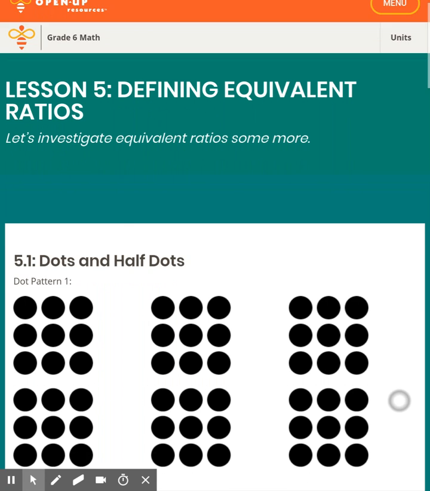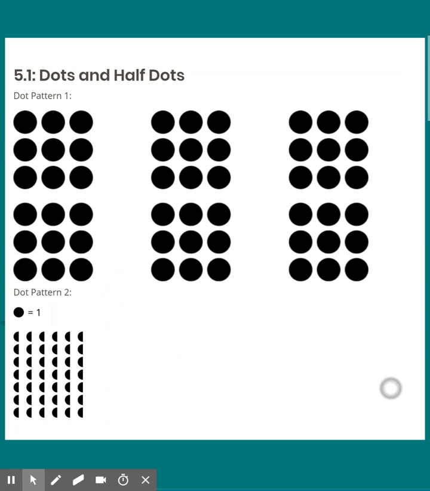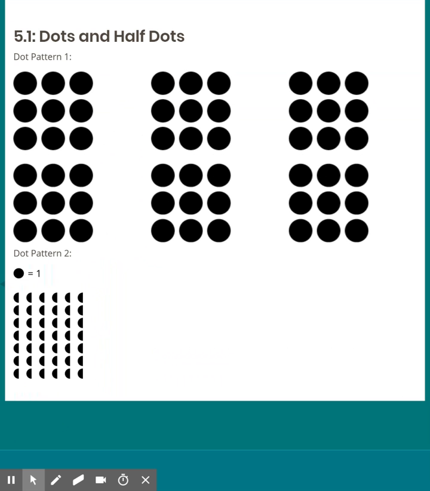So the warm-up of dots and half dots is two different dot patterns that you'll flash up there for about 3 seconds and let students talk about how they are going to represent how they can think about how many dots there are up there.